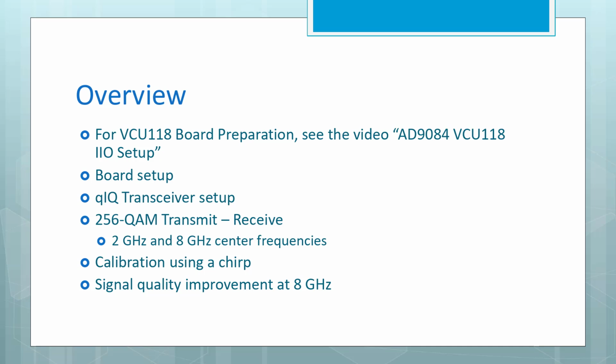In today's video, we'll be talking about the board setup that we'll be using. We'll get you set up with the software, and then we'll do a 256 QAM transmit and receive, first at 2 gigahertz and then at 8 gigahertz. And we'll run into a bit of a problem when we are operating at 8 gigahertz. So we'll show how to resolve that using calibration using a chirp. And then we'll look finally at the signal quality improvement that we saw at 8 gigahertz.